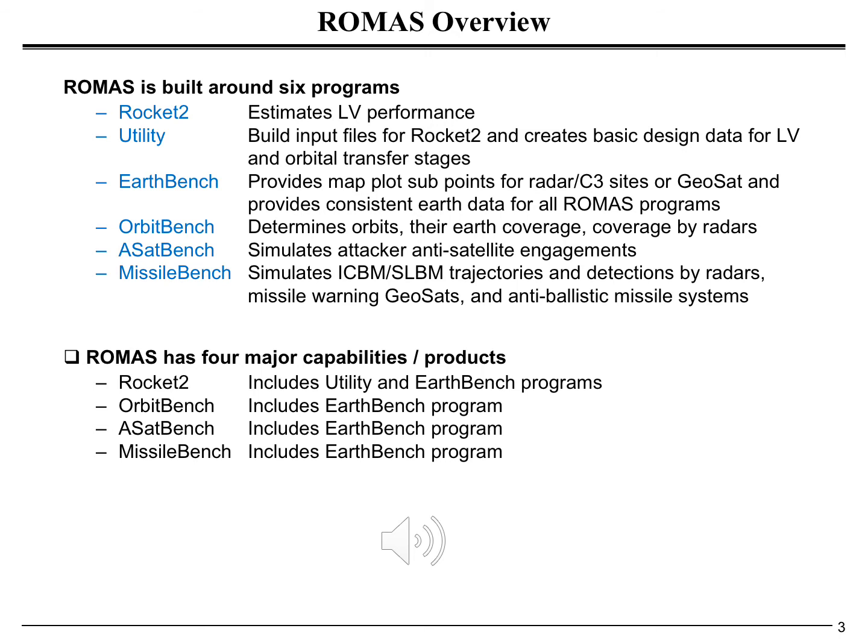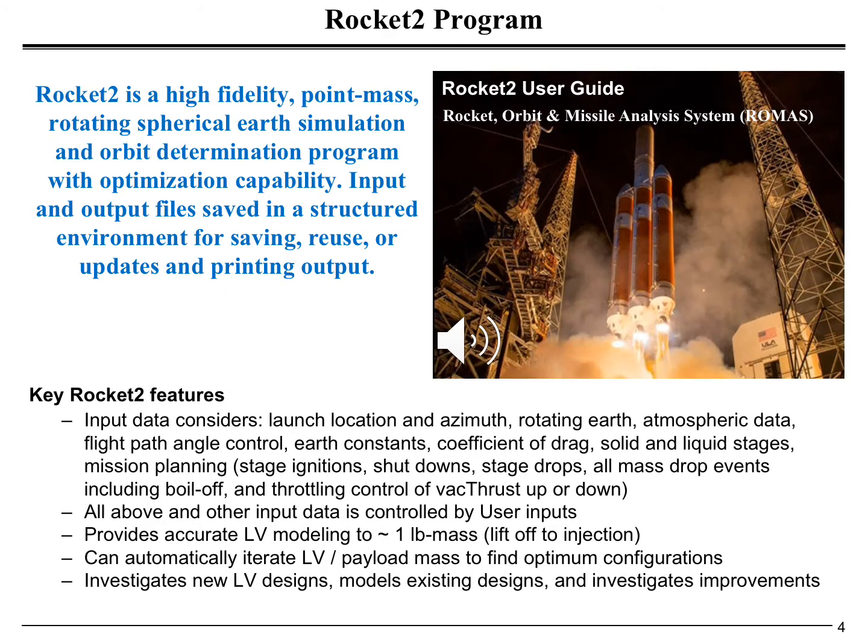These 6 programs comprise 4 major capabilities or products. And as you can see, Rocket 2 requires the utility program. All programs require Earth Bench as a support program. I will now address each of the 6 programs, starting with Rocket 2.